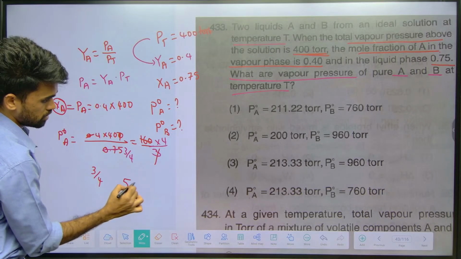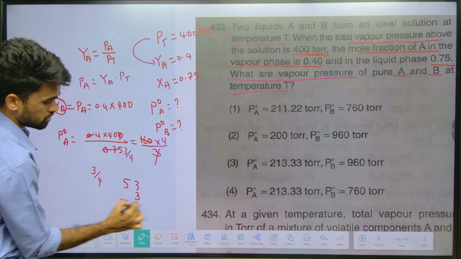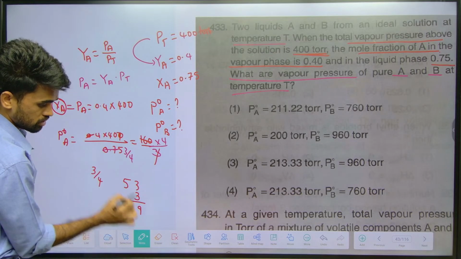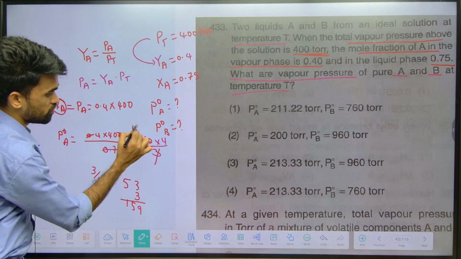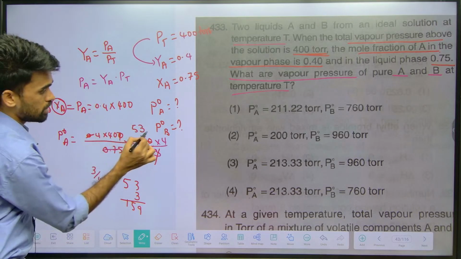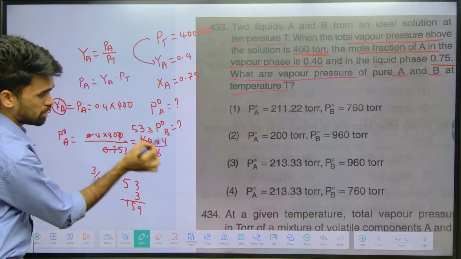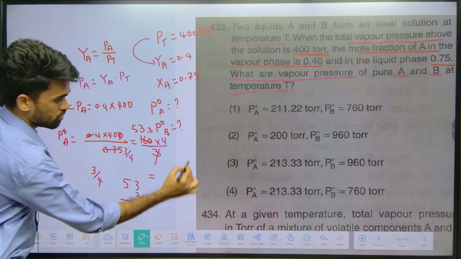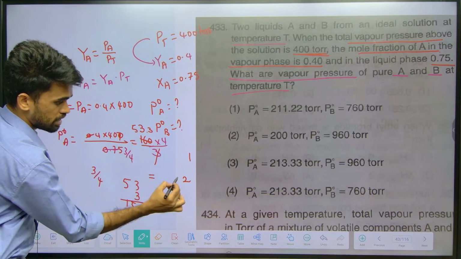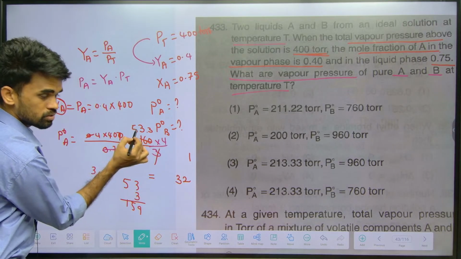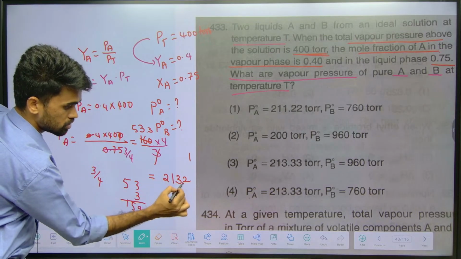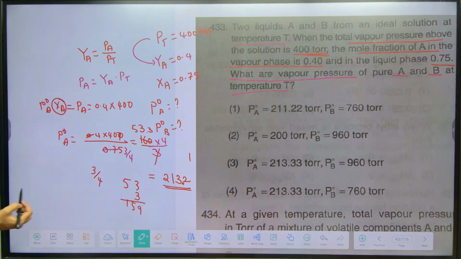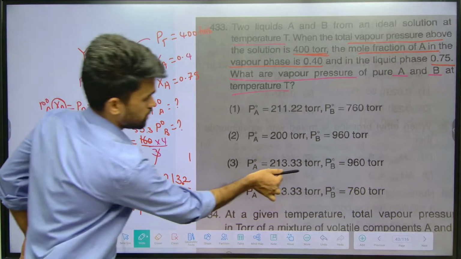53.3 is 9, 15. So it is around 53.3, something like that we'll get. Multiply this: 12, 1, 12, 13, 21. 213.2. Anywhere we have these two options.